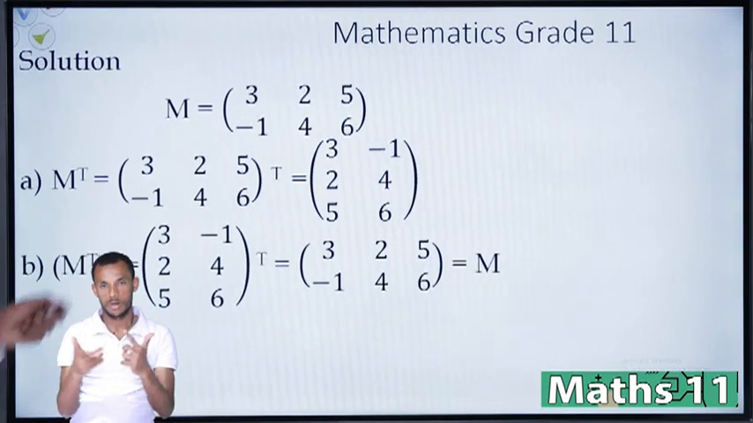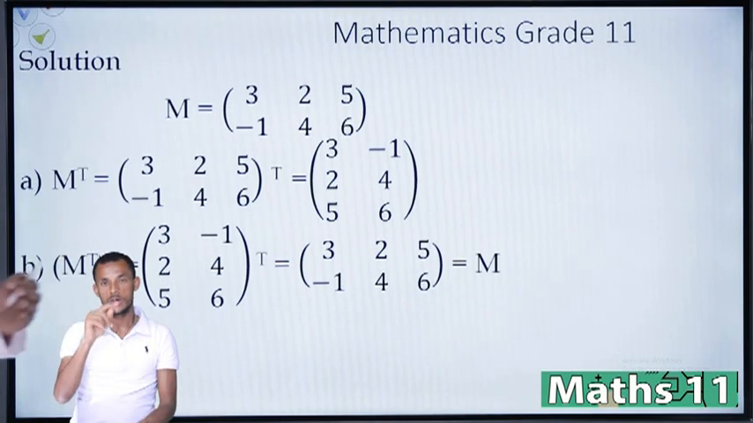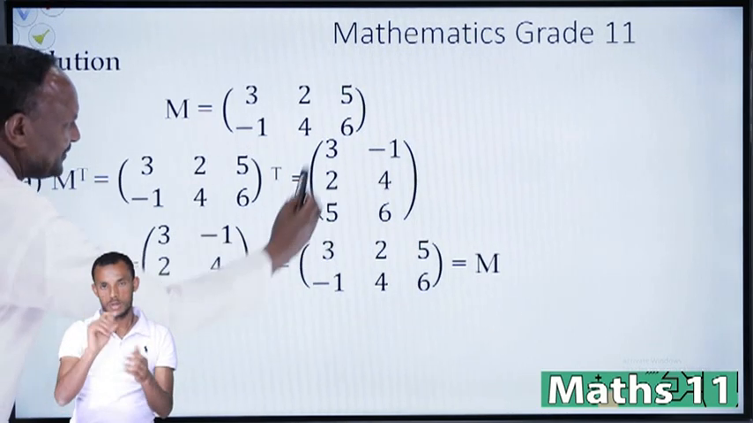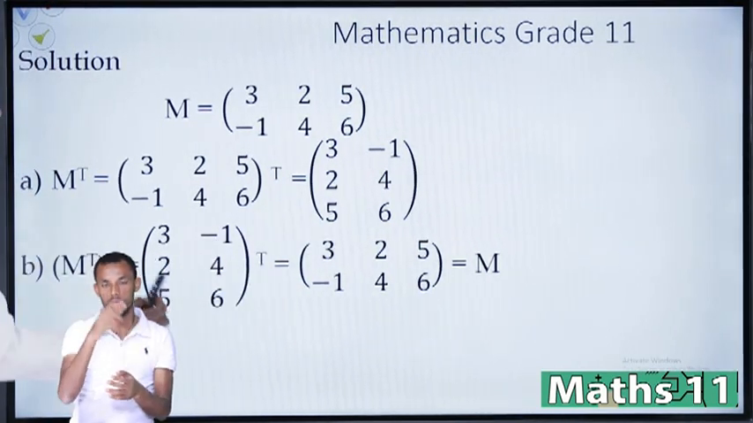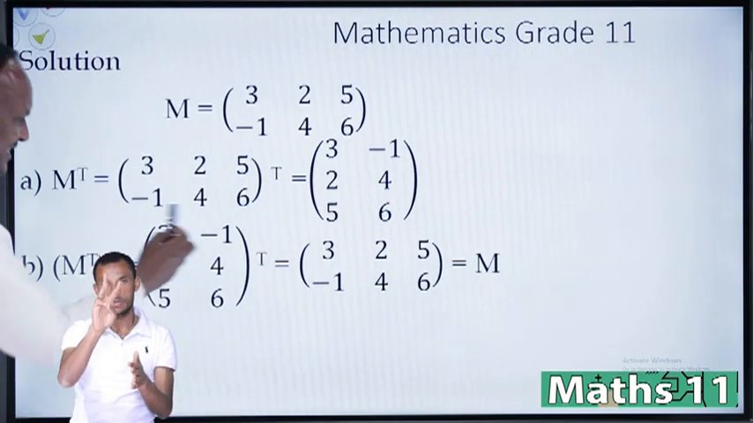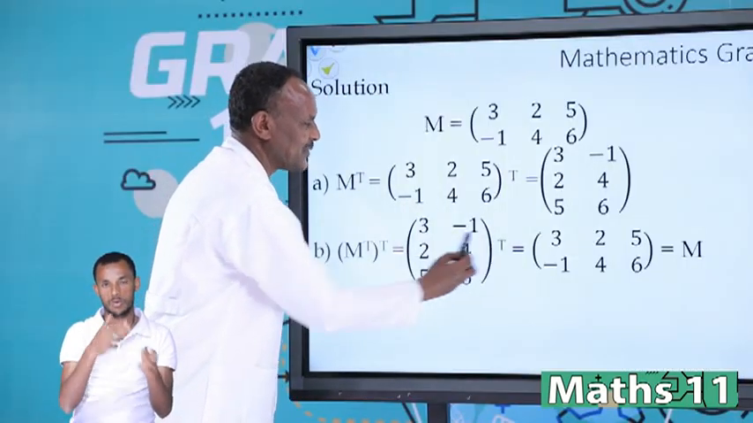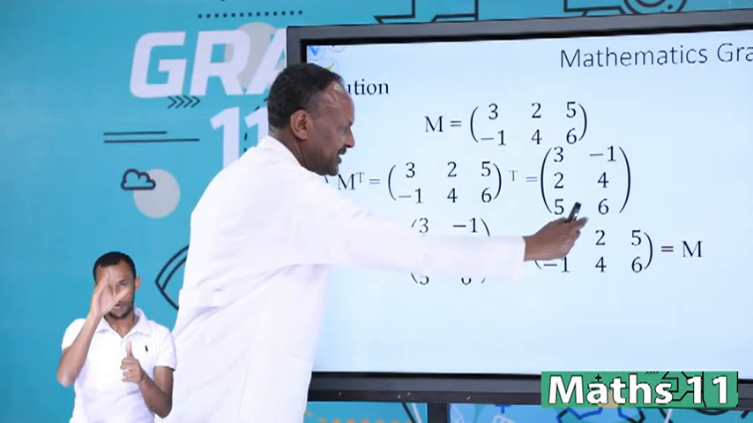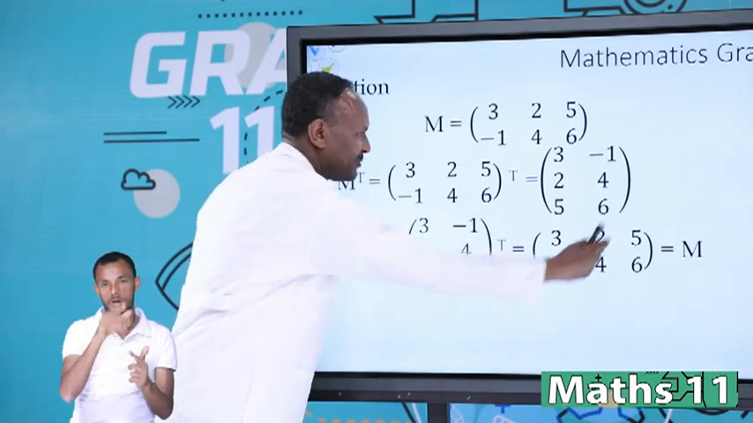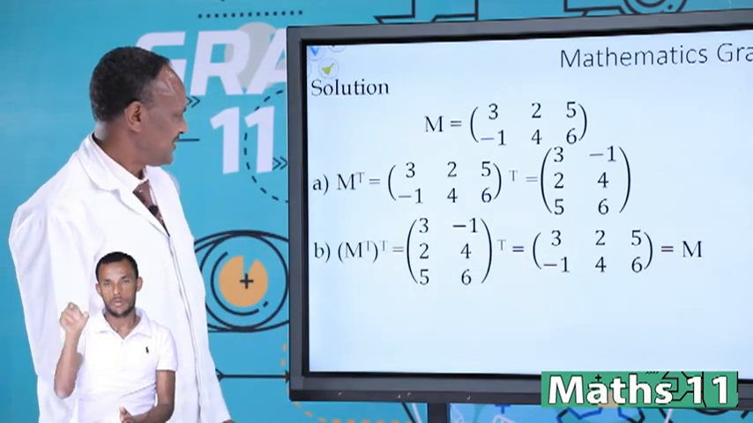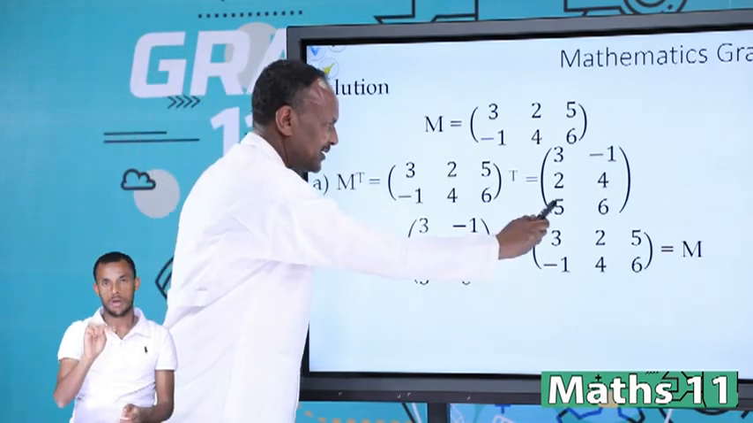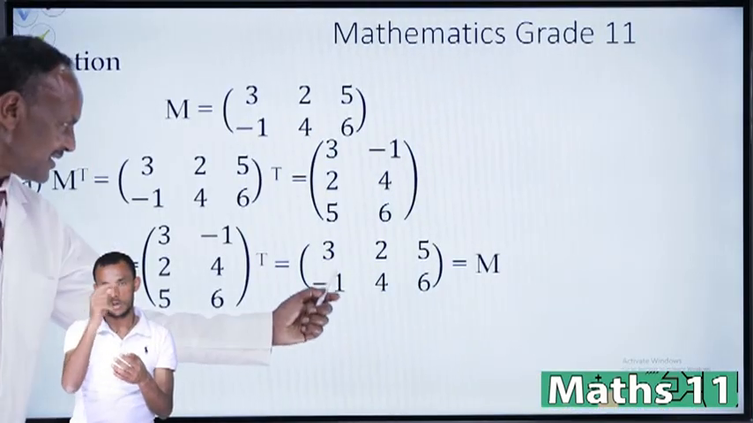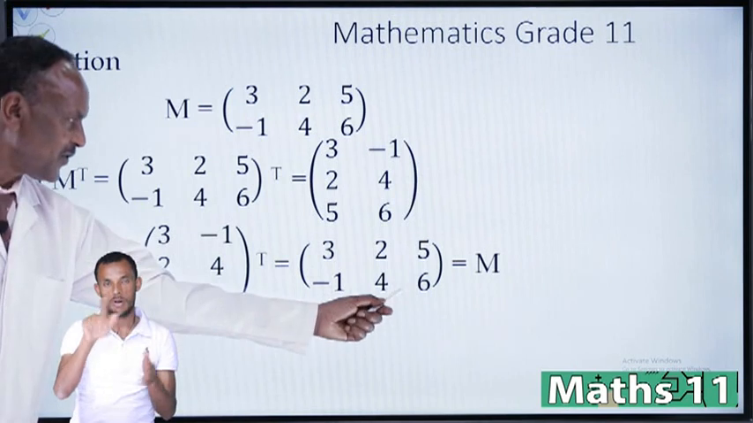Second, what is the transpose of the transpose? We are taking it 2 times. So M transpose was this: you have 3, -1, 2, 4, 5, 6. When this 3 by 2 matrix is transposed, what is that? First row will be first column. Second row will be second column. Third row will be third column. So M transpose was a 3 by 2 matrix, whereas the transpose of the transpose gives 3, 2, 5, -1, 4, 6.